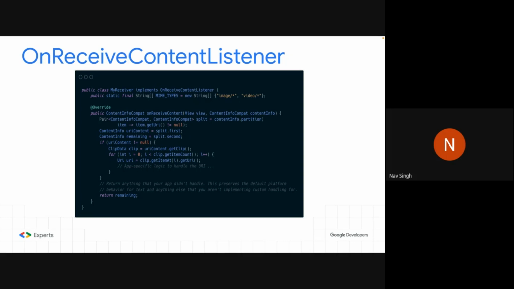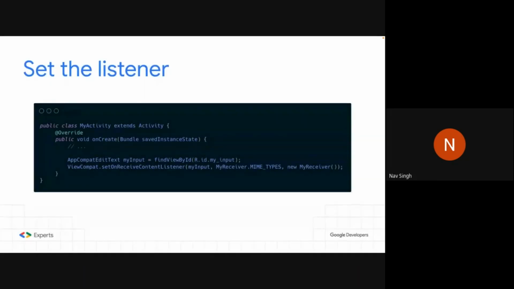And the cool thing is that for reading from those URIs we don't need any kind of permissions, because whenever the content is received through the unified API, the permissions are automatically provided for a specific time to read from those URIs. So we don't need to add a permission for reading content from the URIs in this API. And that was the implementation.